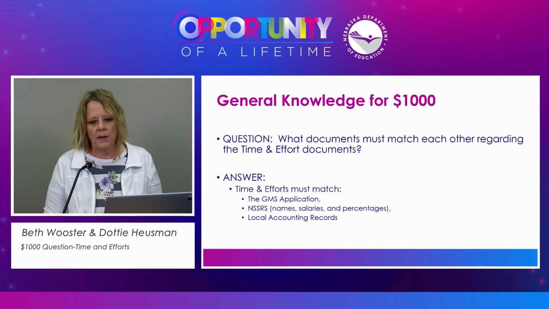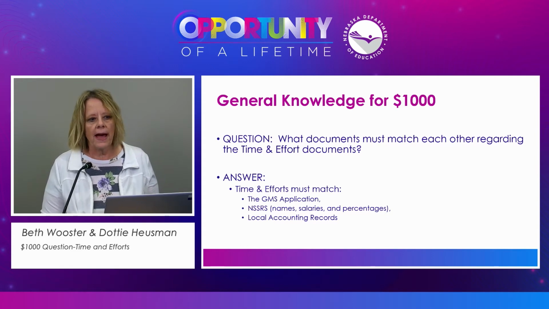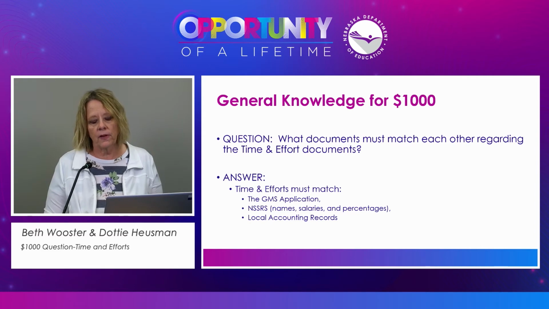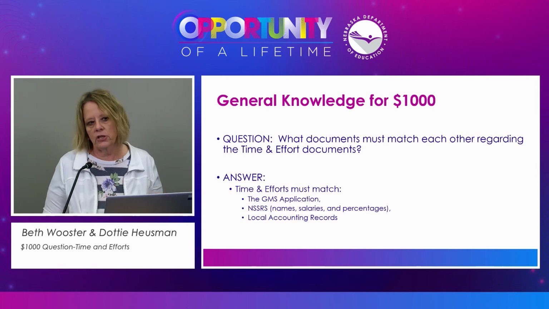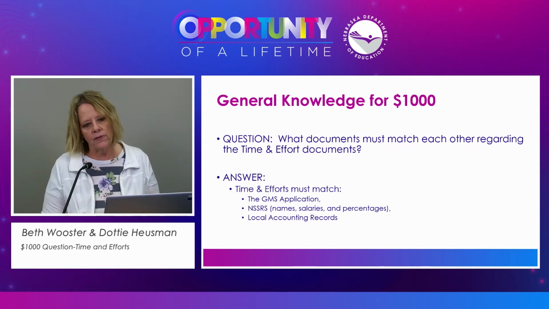And then last but not least is your local accounting records. Think about what the bookkeeper is doing. Do you have Sally Jones in that bookkeeping system that Sally is 50% being paid with Title I funds or Title II funds or whatever the account is that she's using, whatever federal code is being used? So all of that is critical. And we'll talk more about that with some questions coming up.